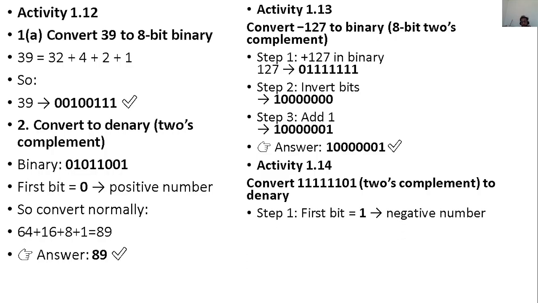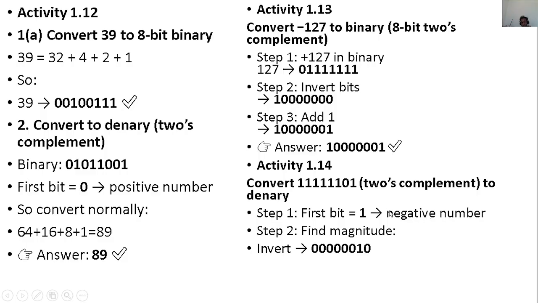If the first bit is equal to 1, it gives us a negative number. What we do is put the minus 128 there for 8 bits. This is how we find the magnitude of a number. Then invert, and then we add 1. The answer becomes 3.